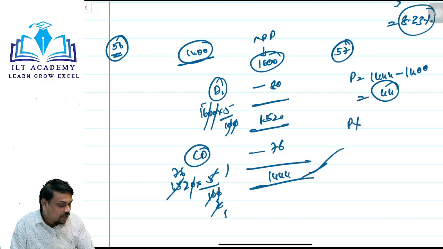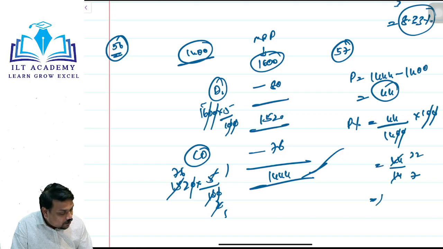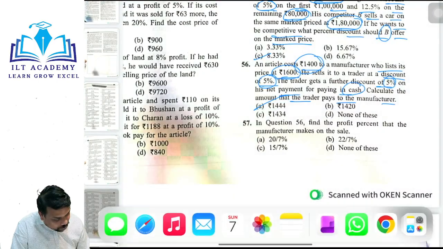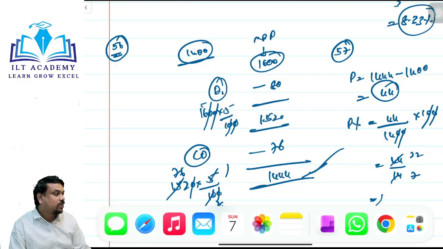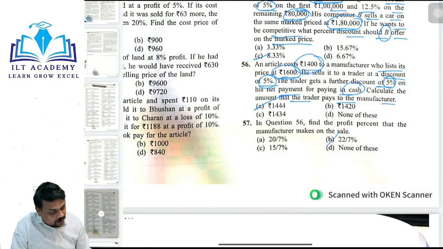What is the profit percentage? 44 divided by 1400 into 100. 0 cancel. So you are left with 44 divided by 14, 22/7. So 22/7. क्वेश्चन में कैसा है ऑप्शन में? 22/7 उतना ही है. 22/7%. Clear?